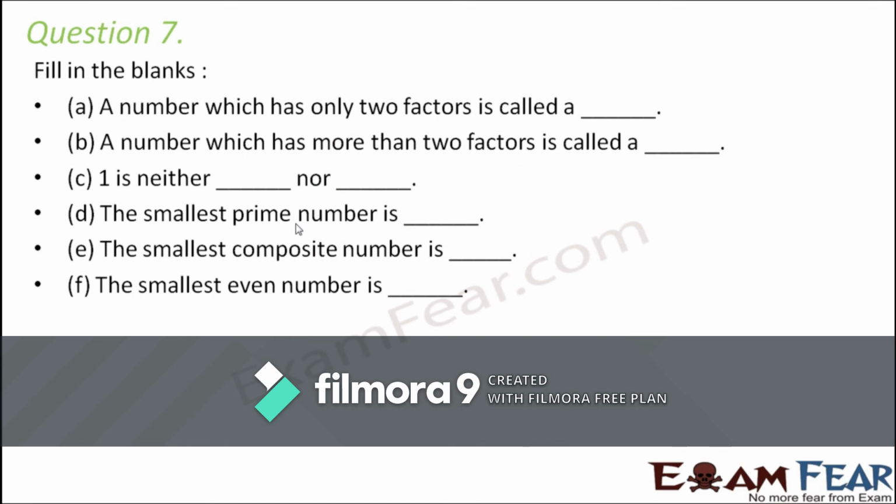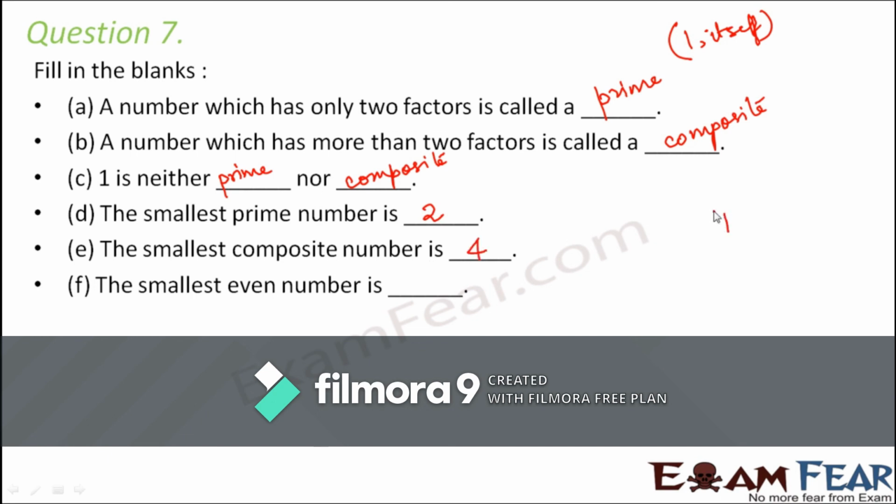Question number 7. Fill in the blanks. A number which has only two factors is called a prime number, because a prime number has only two factors, 1 and itself. A number which has more than two factors is called a composite number. One is neither prime nor composite. So the smallest prime number is 2. The smallest composite number is 4.